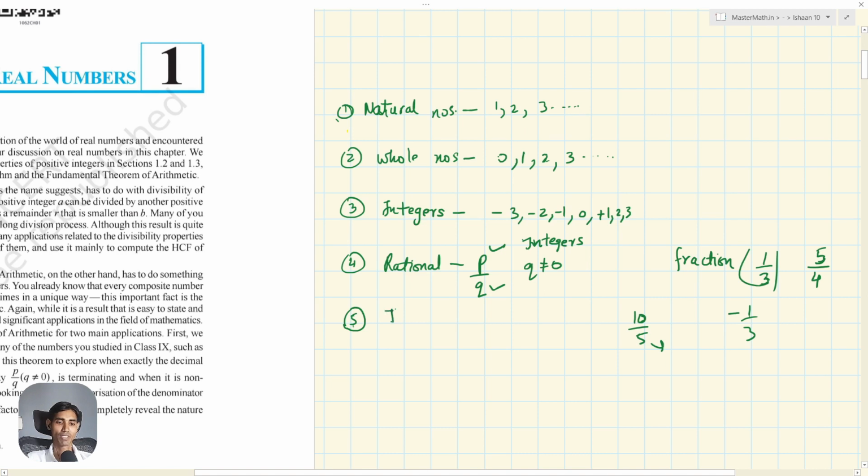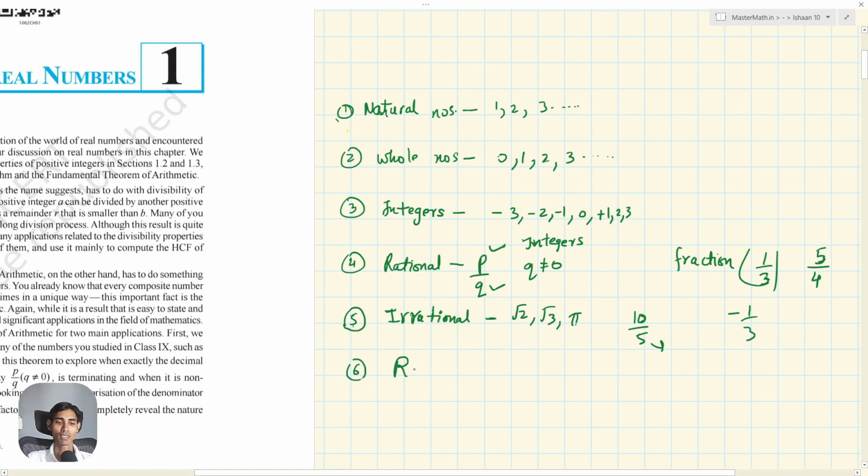Irrational numbers. What's the definition of irrational numbers? Irrational numbers are numbers which cannot be represented in the form of P by Q. That's exactly the definition. Simply speaking, which are not rational, they are irrational. It's as simple as that. So root 2, root 3, pi, all these values. Now pi is sometimes taken as 22 by 7, which happens to be a rational number, but it is an approximate value. 22 by 7 is an approximate value of pi, it's not exactly that.